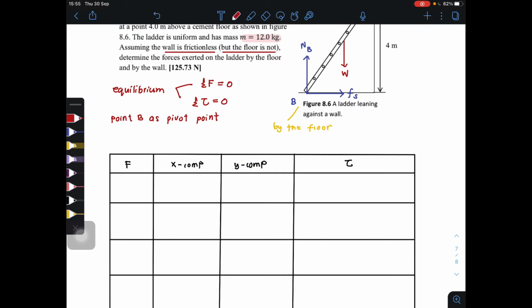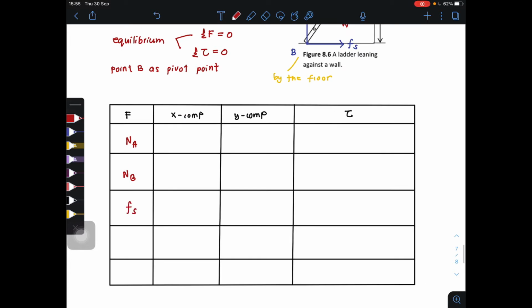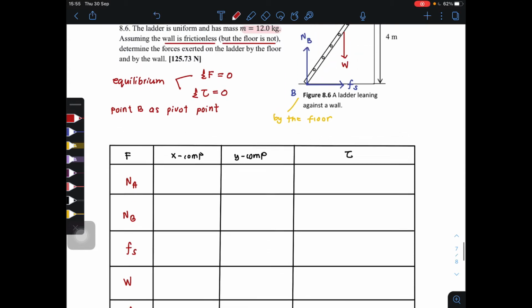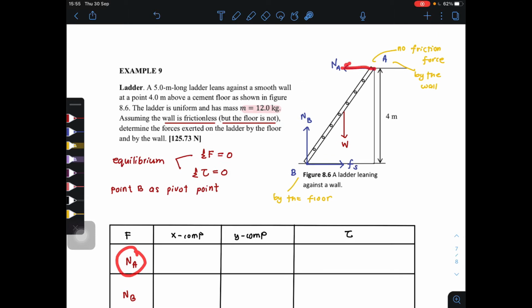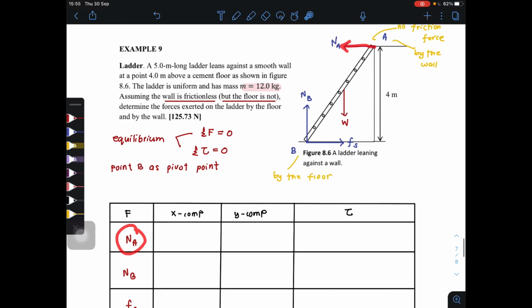So we have NA, NB, Fs and also the weight force. So the sum will be equal to 0. Okay, let's look at NA. NA's direction is to the left. Okay, this is to the left, so it is in the X component, and the Y component will be zero. So to the left it will be negative, and we don't know the value, so we will just put NA first. Negative NA. So this one will be equal to zero.